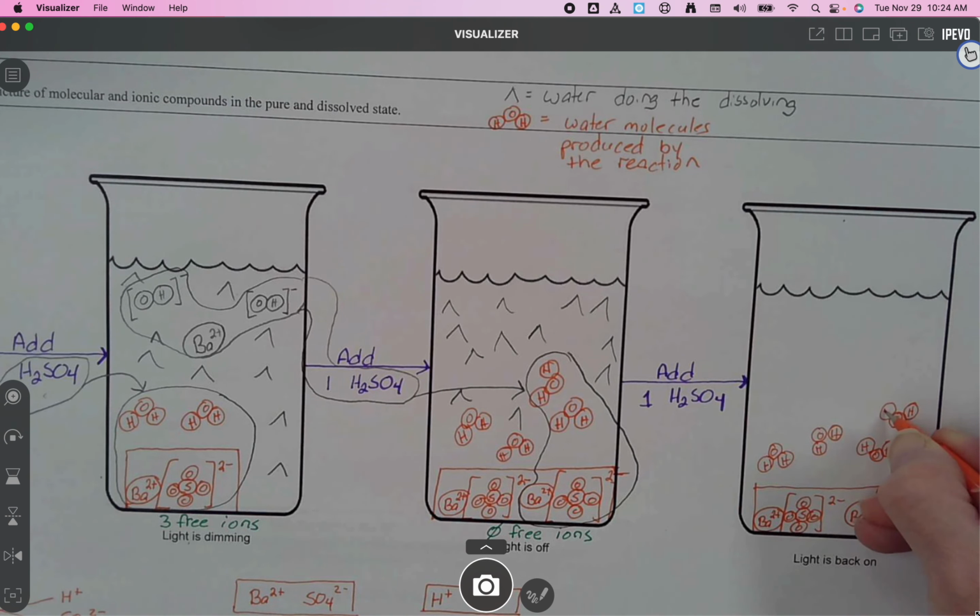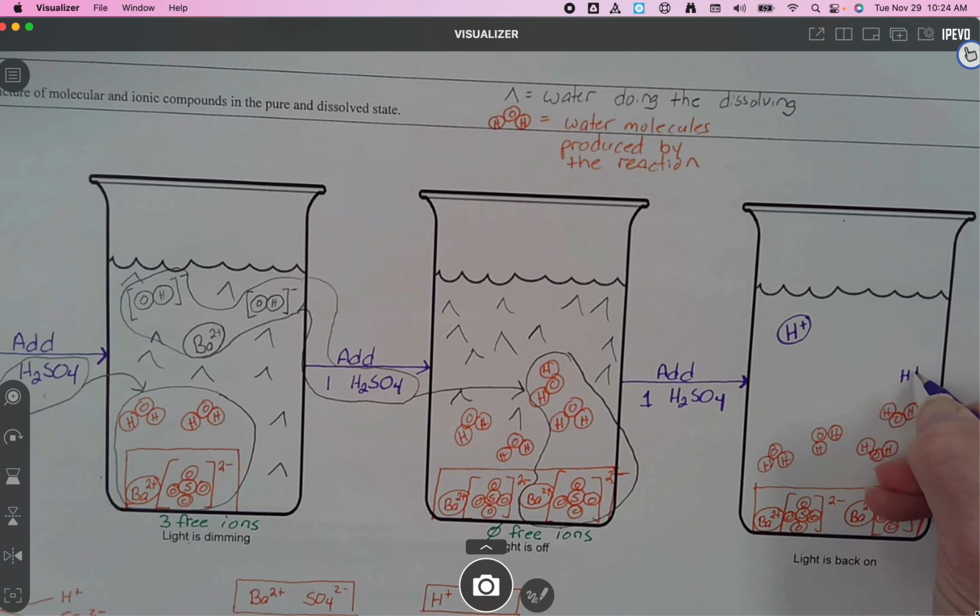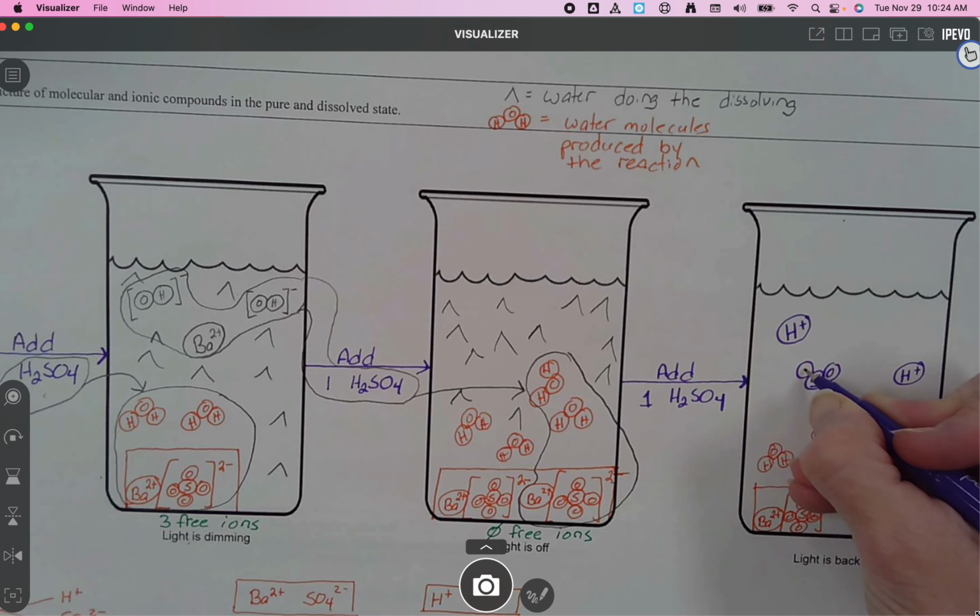But now I bring in some H2SO4. That H2SO4 is an acid. Acids are compounds that produce hydrogen ions in water. So that H2SO4 produces 2 hydrogen ions and a sulfate ion. Which are free to move around, and they bring the light bulb back on again.